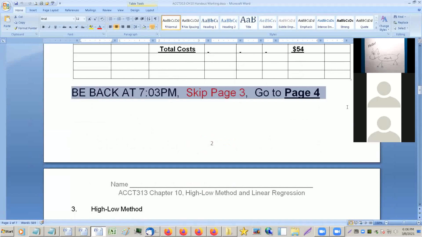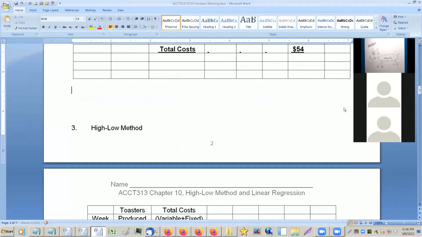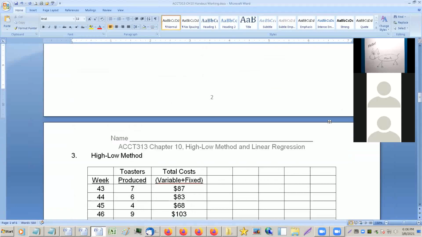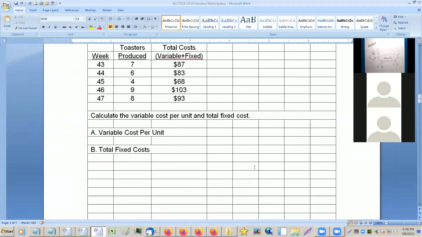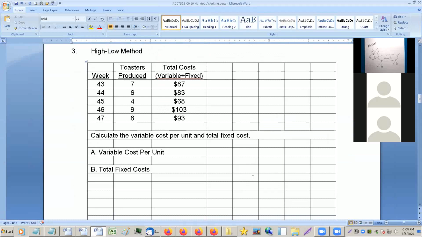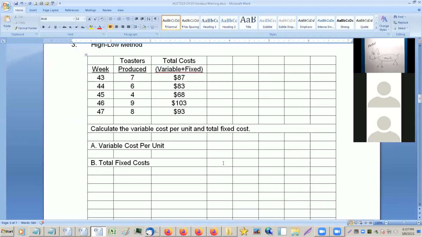Okay, we're not going to skip page 3. We're going to do page 3. Okay. So we'll go over the high-low method one more time. And the high-low method is, there's actually two methods we use: high-low and then regression. Now, let me change screens.